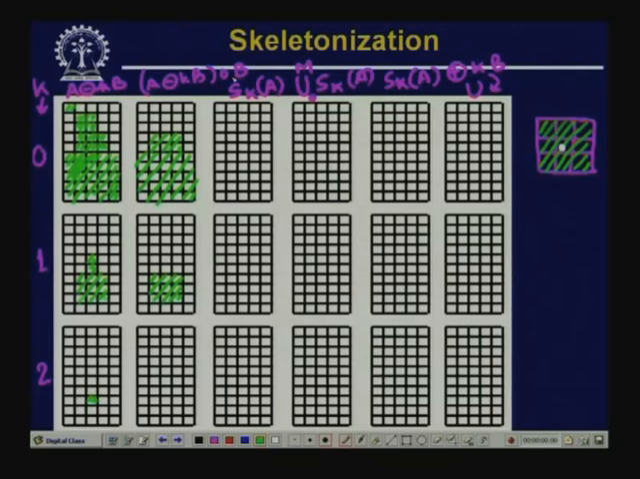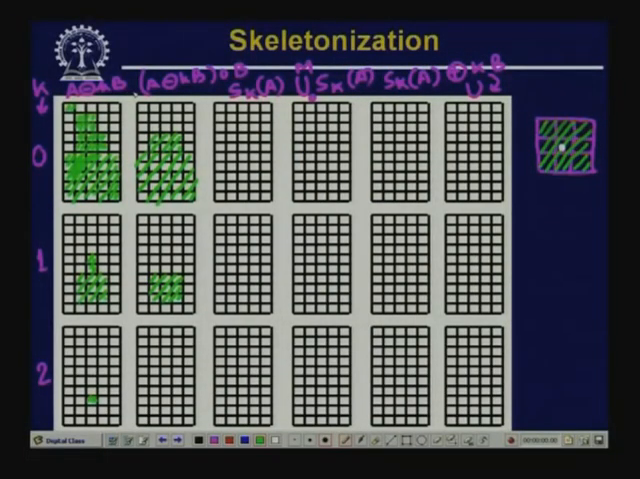Now, from here I get the intermediate or subskeletons, as we have defined the subskeleton as a difference operation: A eroded K times with B minus A eroded K times with B opened with B. So, if I take the difference of the first column and the second column, then what I get is our subskeletons. In this case, the subskeleton will be like this. You find that this is nothing but the difference of the element in the first column and the element in the second column. Similarly, in the second case the subskeleton will be like this, and in the third case, the subskeleton will be like this.